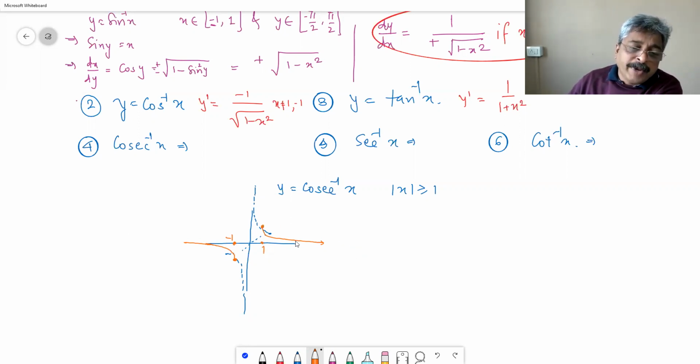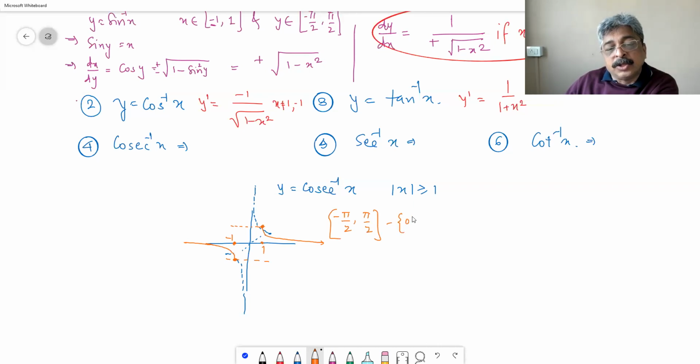And what is the codomain? What will be the y values? You will achieve this, no? So minus pi by 2 to pi by 2 excluding 0. Is that correct?